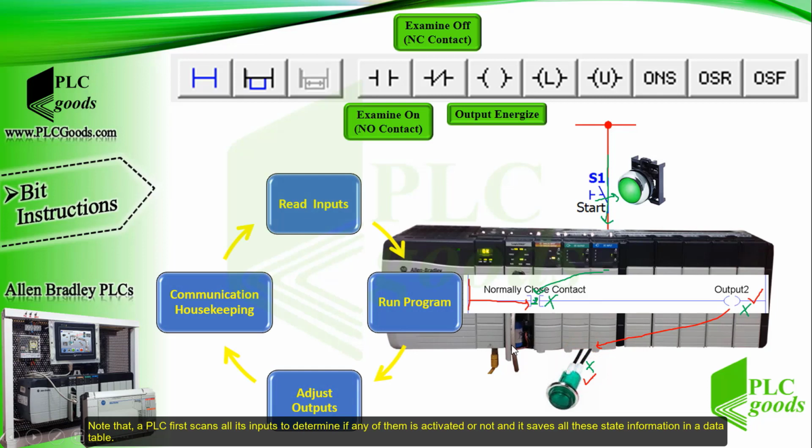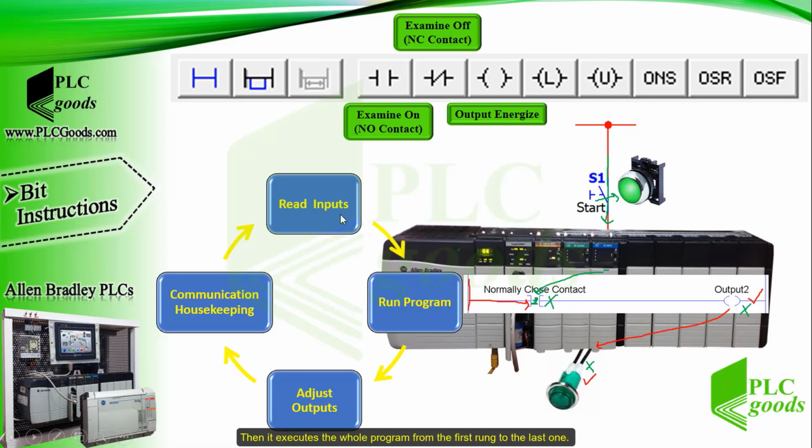Note that a PLC first scans all its inputs to determine if any of them is activated or not, and it saves all this state information in a data table. Then it executes the whole program from the first rung to the last one. Then it updates its outputs. After that, it does some tasks like checking communication requests and housekeeping. Then it restarts the scan cycle.